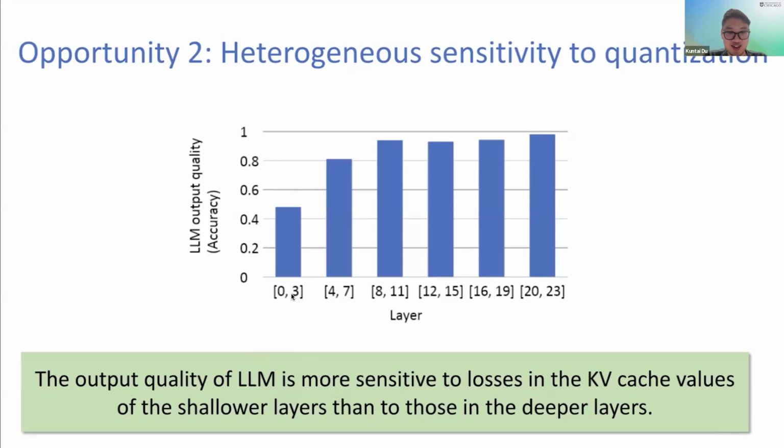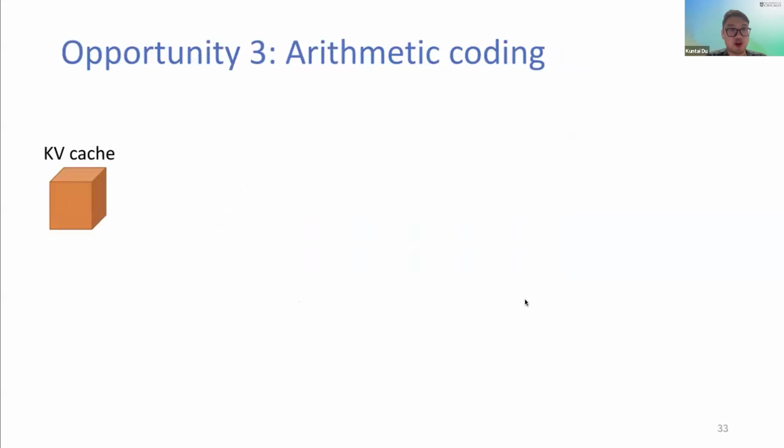Here we can see that after the same level of quantization, the first 3 layers drop the accuracy by about 50%. But for layers 20 to 23, the accuracy only drops by 2 to 3%. So we can do much more aggressive quantization on later layers, but milder quantization on earlier layers, for better compression. And the third opportunity is to do arithmetic encoding.